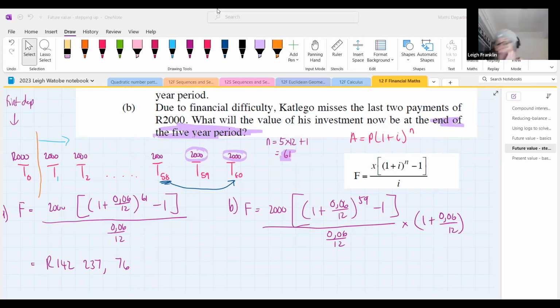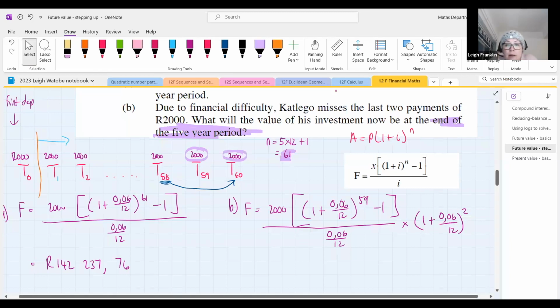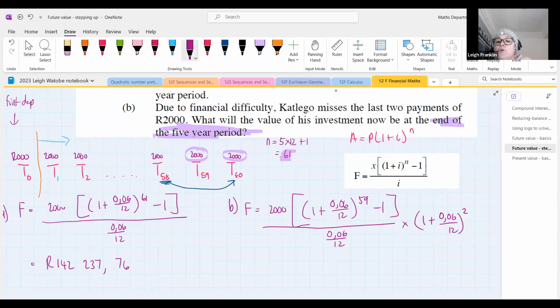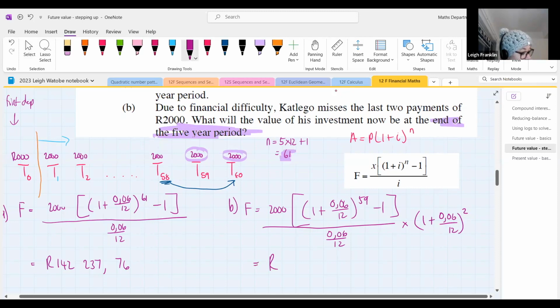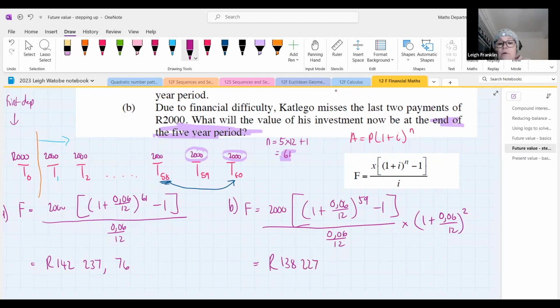There we go, Mamelo. All right, so our exponent would be 2, because interest is compounded monthly. How many times will the interest be compounded if it's left in the account for 2 months? Twice. So that's why there is a power of 2 on this bracket now. So when you do it like this, you end up with 138,227.76.